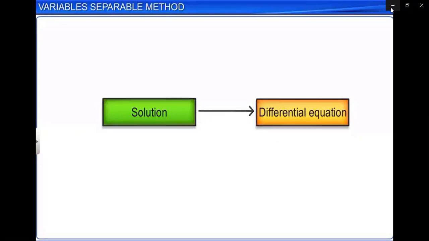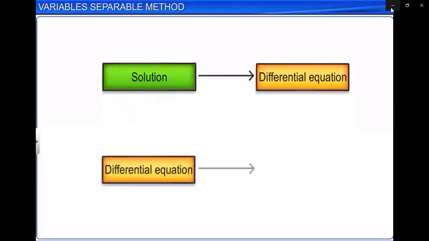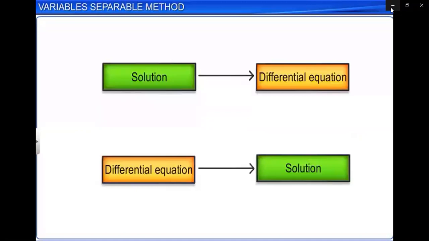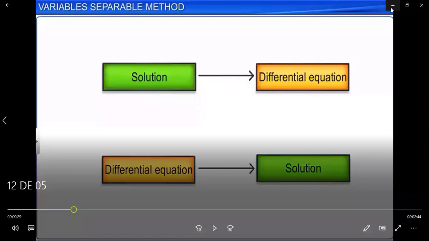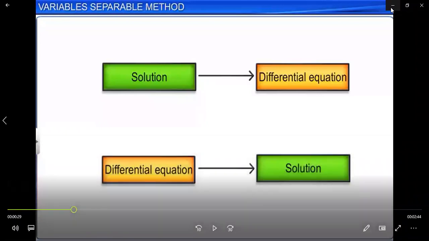So in our previous class, we discussed how we can formulate a differential equation when a general solution is given to us. In this lesson, we'll understand the vice versa of this. For example, if a differential equation of first degree and first order is given to us, then we'll see how by using the variable separable method, we can find the solution of that equation.